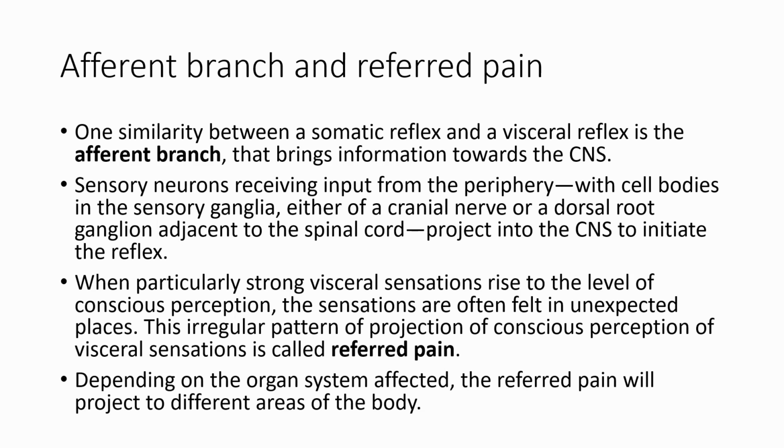So there is a similarity between the somatic reflex and the visceral reflex in that it's the afferent branch. This is what's going to bring information towards the central nervous system. So these sensory neurons, right, they're getting information from some sort of receptor that's in the peripheral nervous system. The cell bodies are in the sensory ganglia, like a cranial nerve or a dorsal root ganglion that's next to the spinal cord, and then they project into the central nervous system to cause a reflex, right? So we go sensory neuron from the peripheral, sensory ganglia, towards the central nervous system, cause some sort of effect, send out motor output.